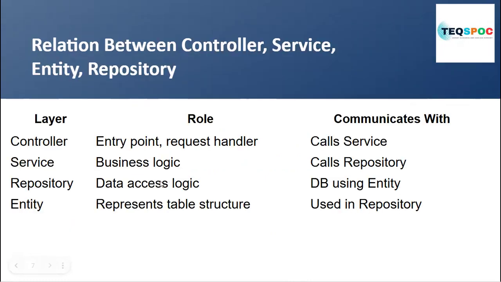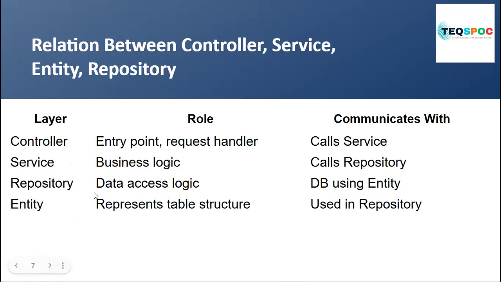Okay. Then what is the relation between controller, service, entity, and repository? So we have the controller layer, which is the entry point, the request handler. Okay, that basically will call the service layer. Then the service layer, where we create our method and our business logic. Okay, that service layer basically calls the repository layer.